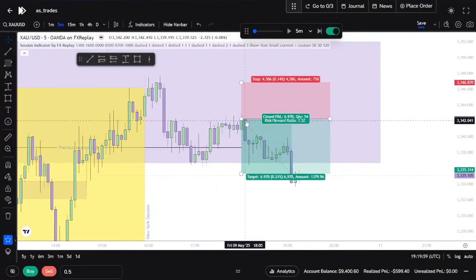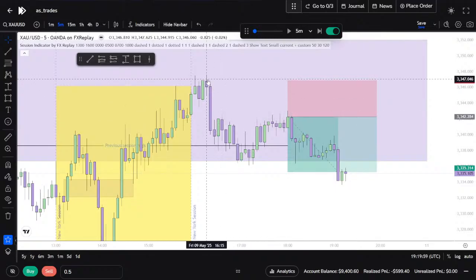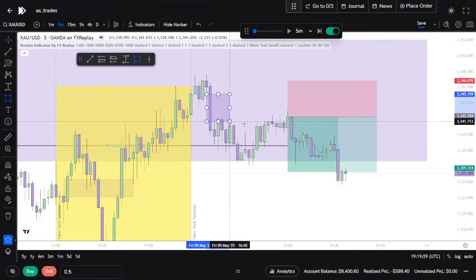Then I don't even know why. To be honest, I don't know what I was thinking here. Oh yeah, because the order block here. No, sorry. I did this a couple hours ago. I saw this fair value gap.